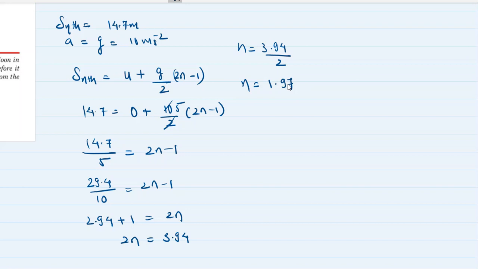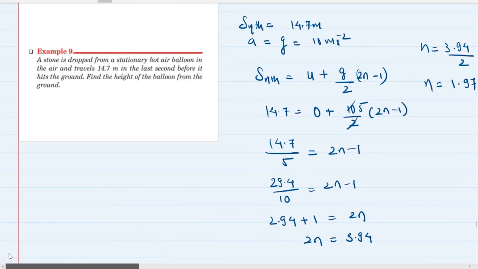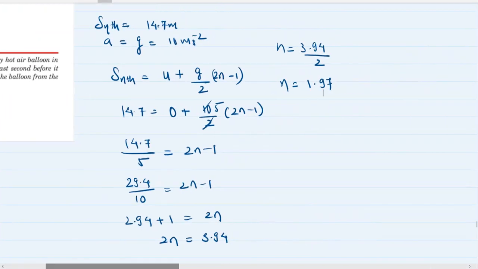So 3.94 divided by 2, 1.97 is correct. So they mean in this question that in the last second before it hits the ground, so that last second, we've taken it as the nth second, and n comes out to be 1.97, which is approximately 2. So therefore time is equal to 2.